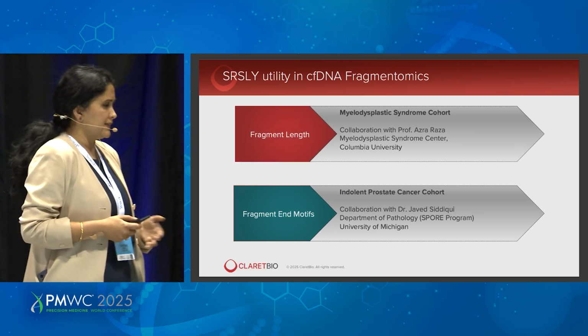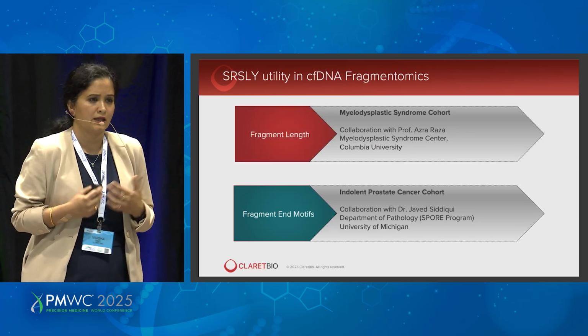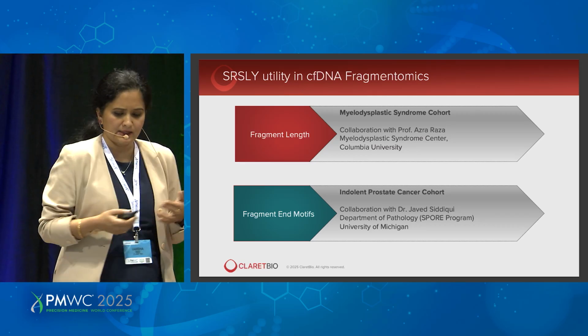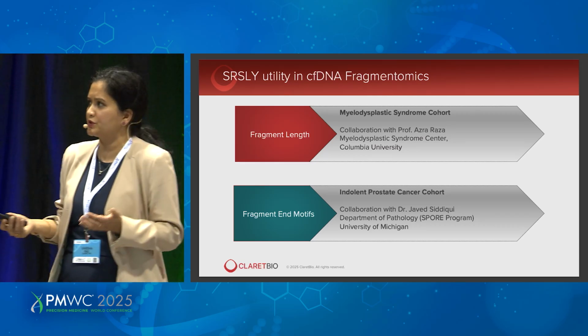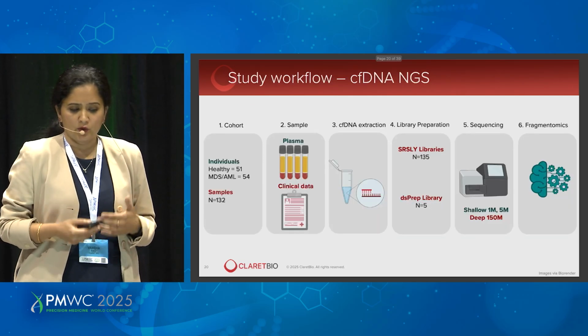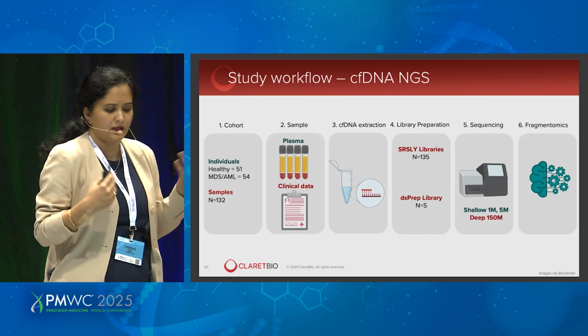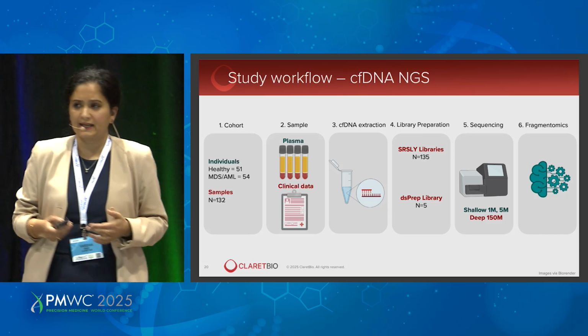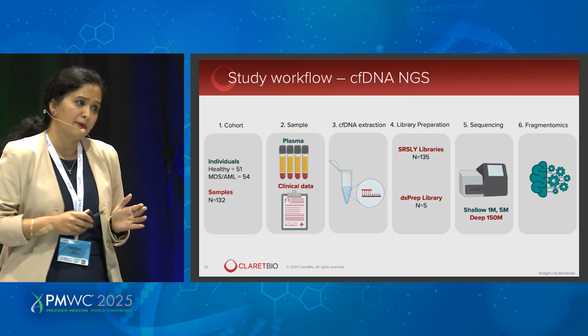So myelodysplastic syndrome, as you know, is a hematopoietic disorder where it starts with abnormal morphology and composition of blood cells, and it can progress into AML. So this is the cohort setup. We had about 132 samples, extracted DNA from approximately 1 ml of plasma.